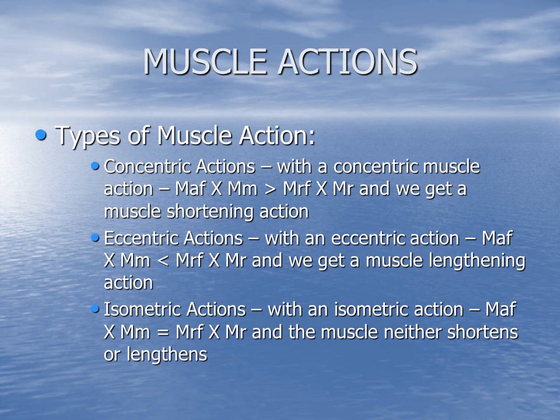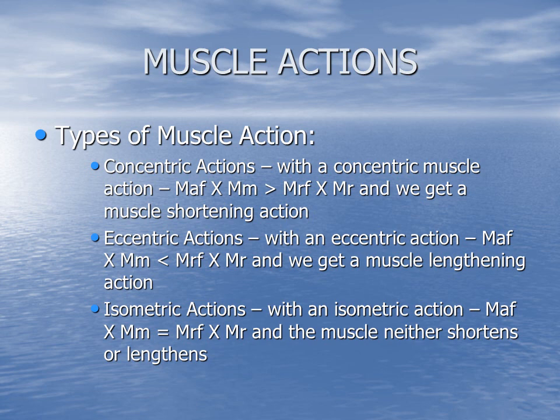And with concentric muscle actions, the product of the muscle force and the muscle moment arm is greater than the product of the resistive force and the resistive moment arm, and this gives us a muscle shortening action. If we're considering the deltoid muscle, this would allow the deltoid muscle to create a movement of the humerus bone in the direction of either flexion or abduction, which is the natural action of the deltoid muscle.